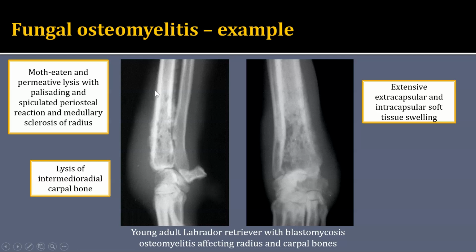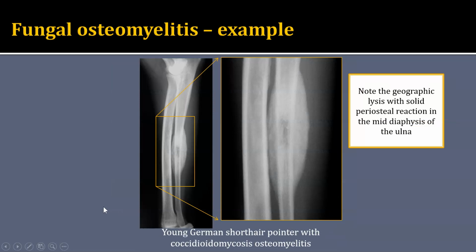And then this patient also has kind of spiculated and palisading periosteal reaction affecting the radius. And so that is a semi-aggressive to aggressive reaction with the spiculated pattern. And then notice this is polyostotic because there is actually lysis affecting the intermedioradial carpal bone here, the carpal bone, and then very extensive soft tissue swelling that probably is not only extracapsular but intracapsular as well, so that joint may also be involved.